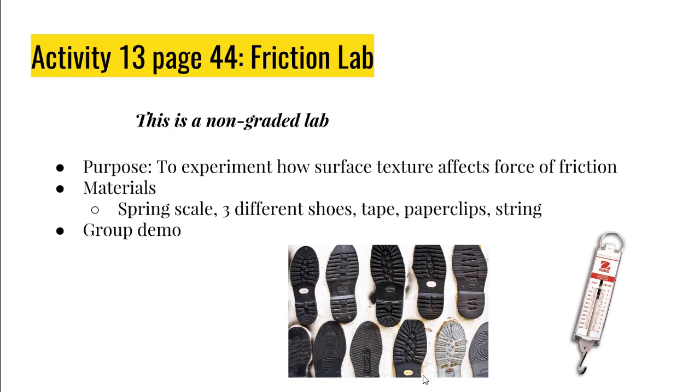The next thing is Activity 13, and this is a non-graded lab, but I think an interesting one. Essentially students are looking at friction, and they're experimenting with how surface texture affects the force of friction. So you need a spring scale, some different shoes, some tape, and some paper clips. So you do have to collect a few different things for this.